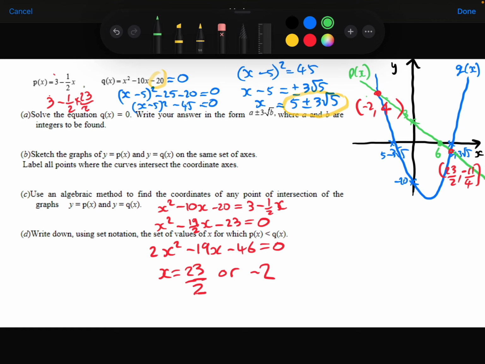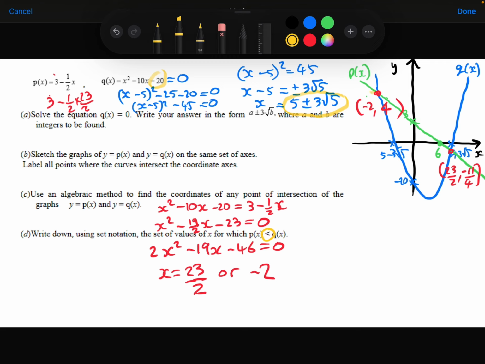Moving on to part D. Write down using set notation the set of values of x for which p of x is less than q of x. So where is p? Where is the green line? Less. So below q, below the q line.